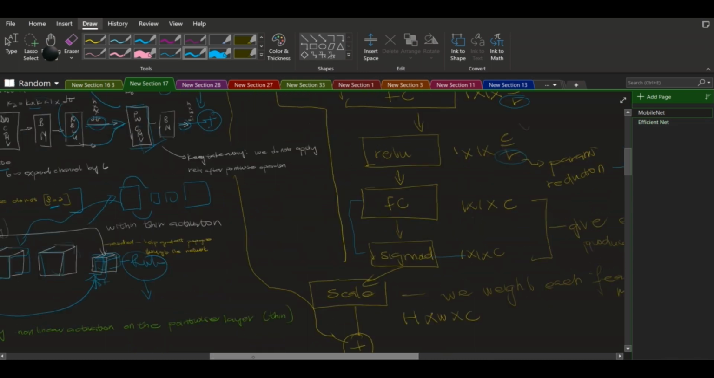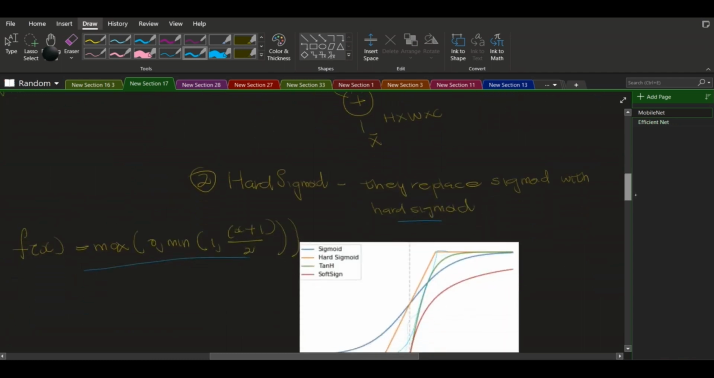Then we scale all of this and we add them to the input. We scale all of this, so we try to weigh all of the feature maps. So we try to see which one is important, then we add them all together, and that's it.